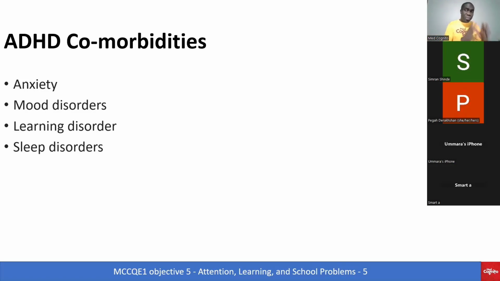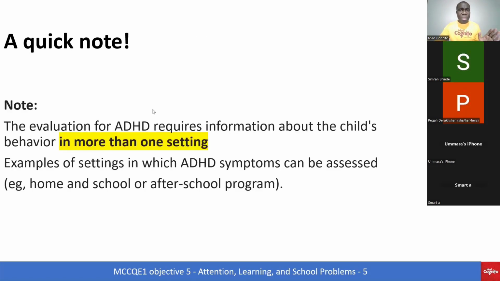So other conditions which can manifest with ADHD can be, number 1, anxiety, number 2, mood disorders, number 3, learning disorders themselves, and number 4, sleep disorders. So please write these down. Okay, good. So anxiety can come with ADHD, mood disorders can come with ADHD, learning disorders can come with ADHD, and sleep disorders as well.